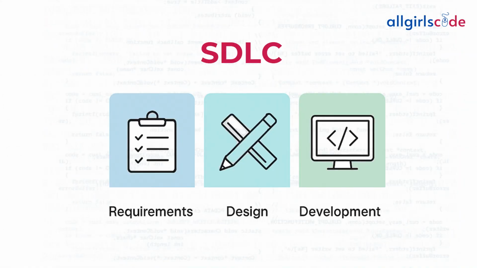Here are the core phases every project goes through that we mentioned earlier. Requirements, where you figure out exactly what needs to be built and why. Design, where you plan the architecture, user interface, and technical approach before writing a single line of code. And development, where you actually build the thing, turning designs and requirements into working software. These three phases are your foundation, but they're just the beginning.